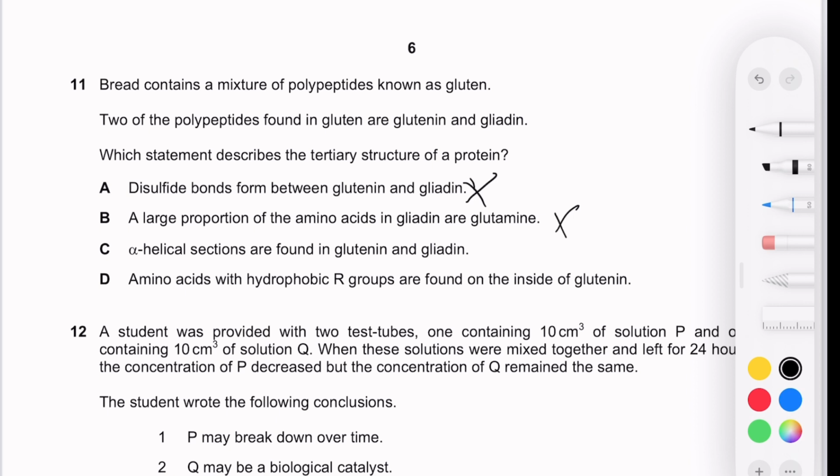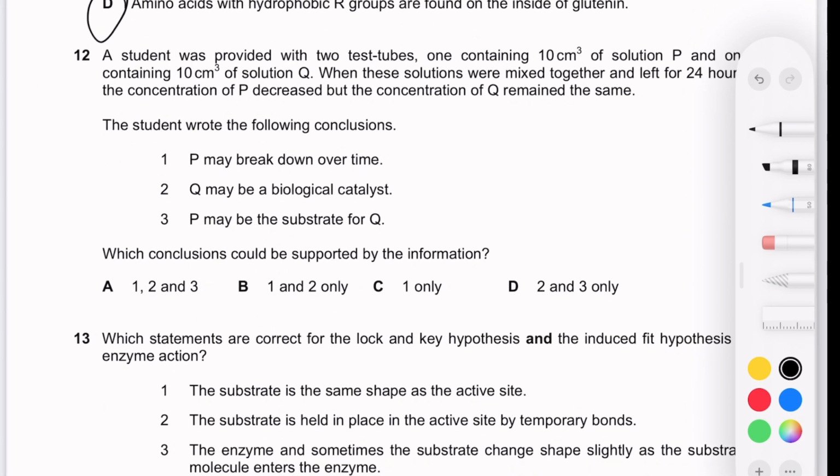Alpha helical sections are found in glutenin and gliadin. This describes secondary structure. Amino acids with hydrophobic R groups are found on the inside of glutenin. Exactly. These are hydrophobic interaction bonds, and basically they are part of what maintains the tertiary structure, so they're very important.